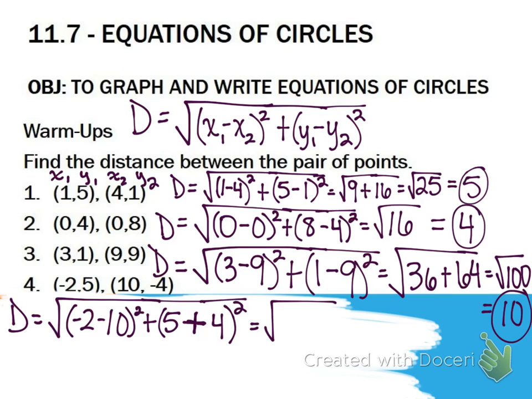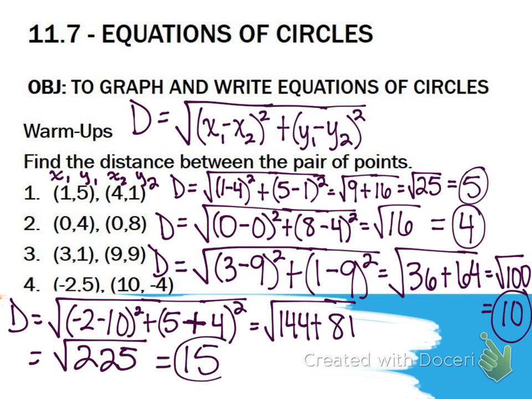-2 minus 10. -12. Good. Be careful with your signs. -2 minus 10 is -12. Square it. 144. Plus 4 plus 5 is 9 squared. 81. When we add those together, what do we get? 225. The square root of 225 is 15.